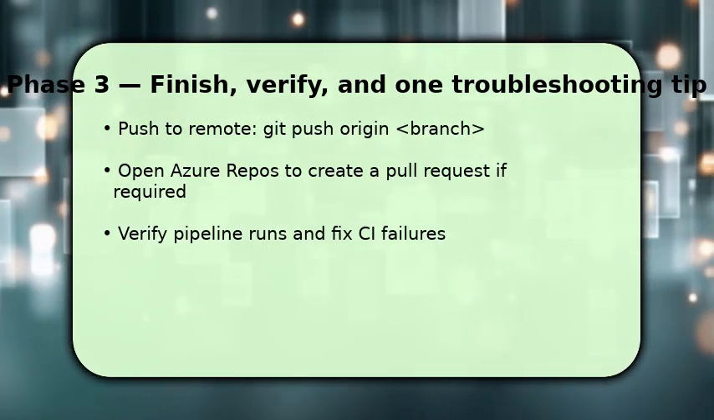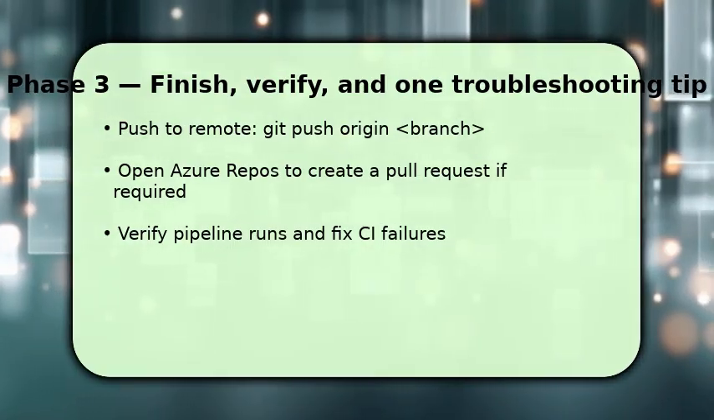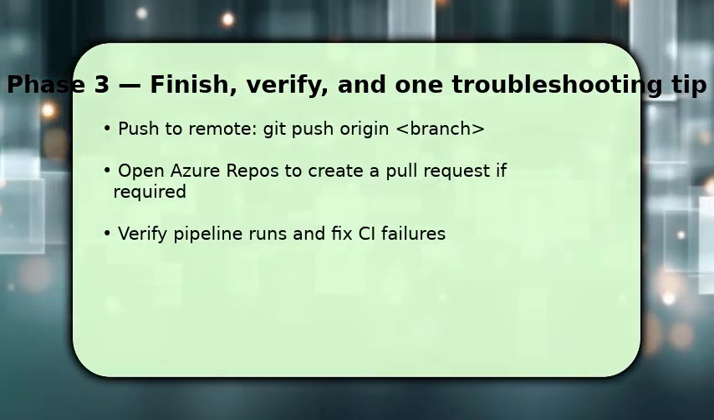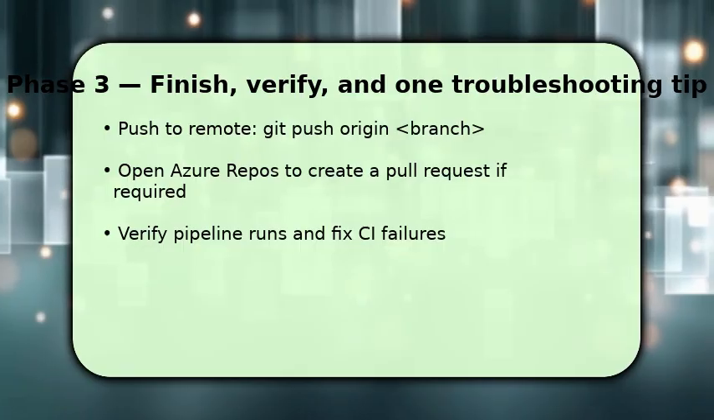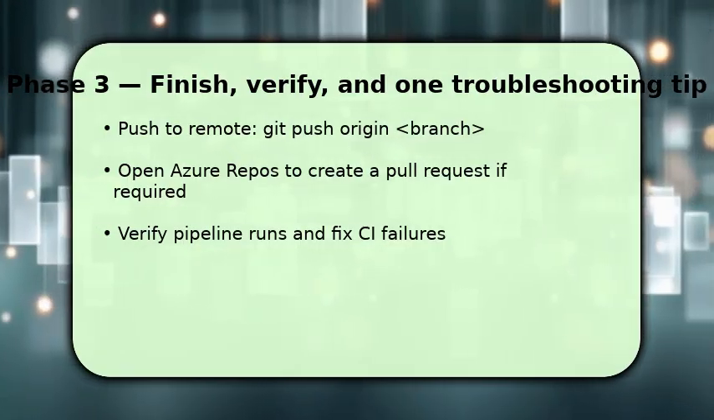If push is rejected, pull remote changes first with git pull --rebase and resolve conflicts locally. Troubleshooting tip: if authentication fails, regenerate your PAT and update git credentials.